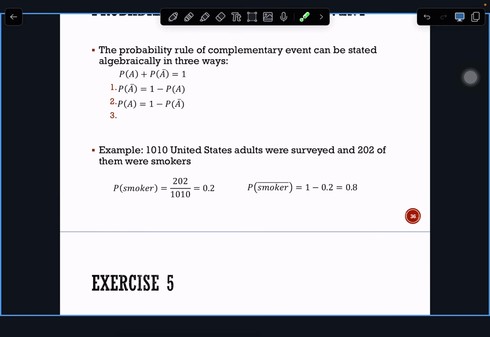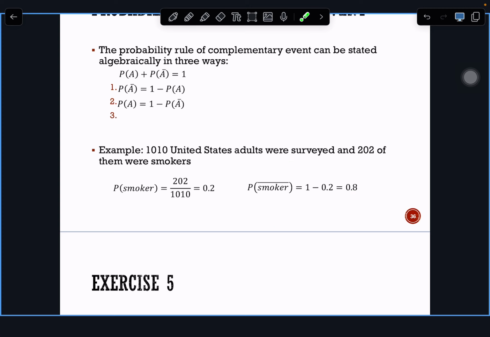1010 United States adults were surveyed and 202 of them were smokers. So if you want to find the probability of smoker, we have to take 202 divided by 1010, which is 0.2. And if you want P(smoker bar), then you have to take 1 minus 0.2 equals 0.8. This is one way.